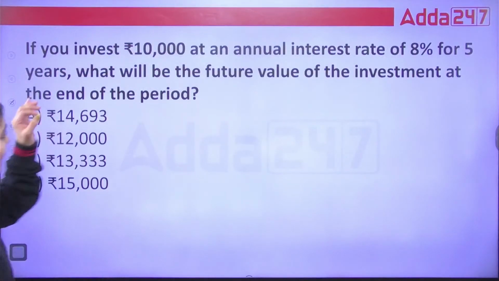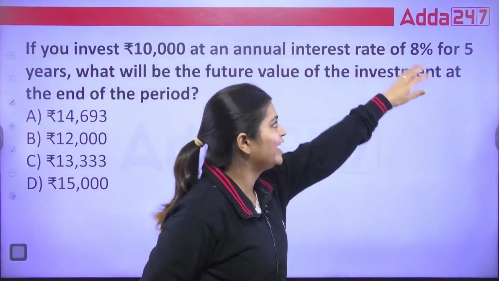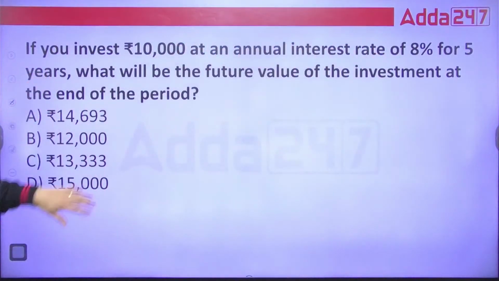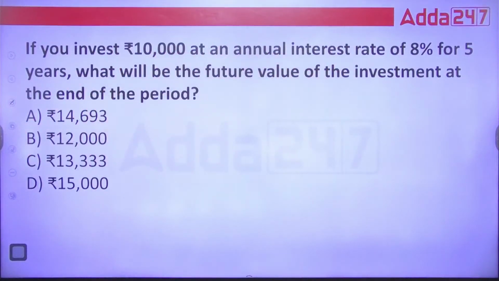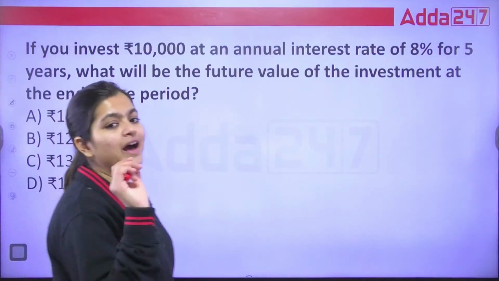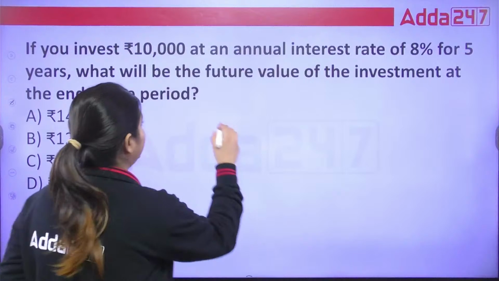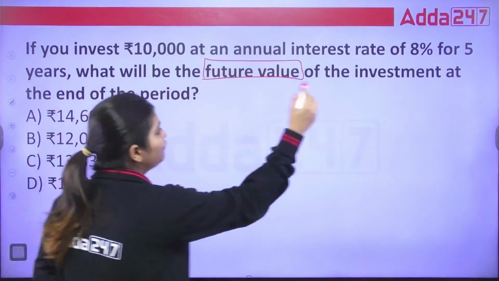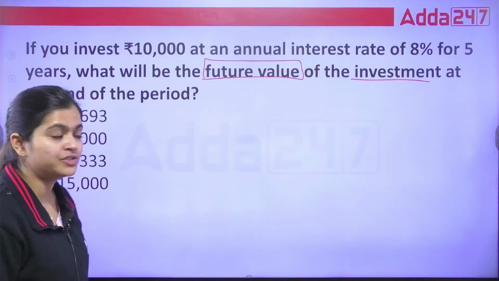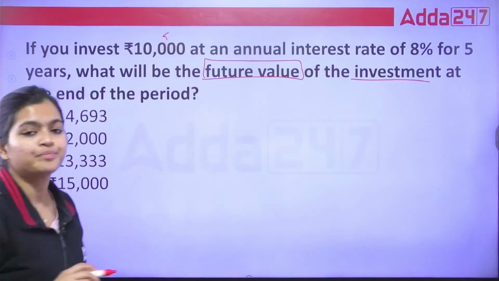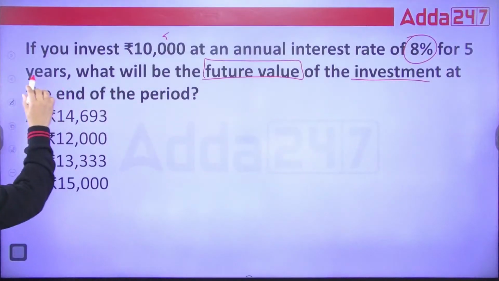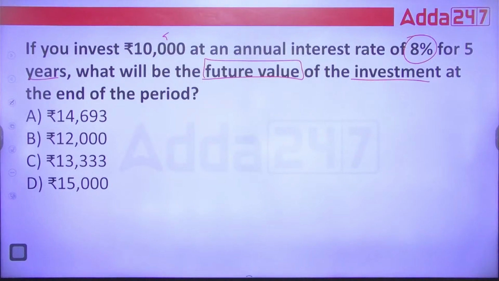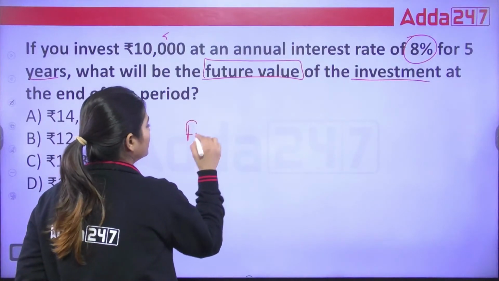If you invest 10,000 at an annual interest rate of 8% for 5 years, what will be the future value of the investment at the end of the period? You need to calculate the end value, that is the future value. What do we need to calculate? The future value of our investment. How much are we investing at today's time period? That is 10,000, at a rate of 8%, for 5 years. Please try to calculate this. In this you need to calculate the future value.